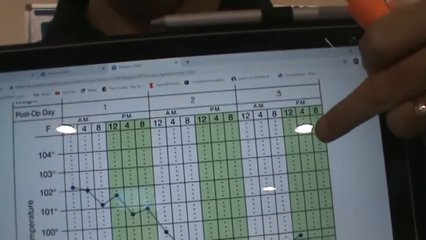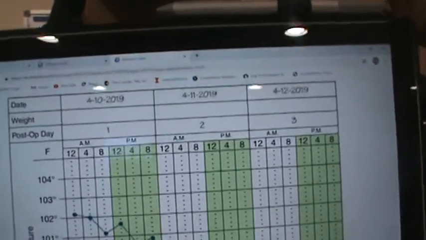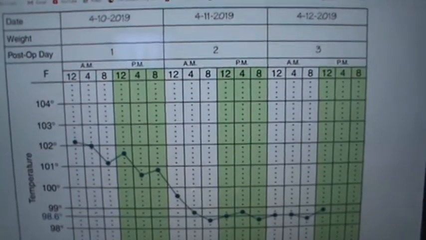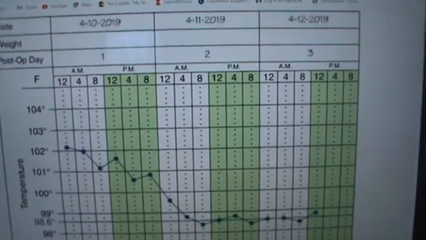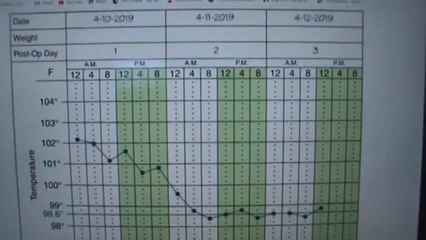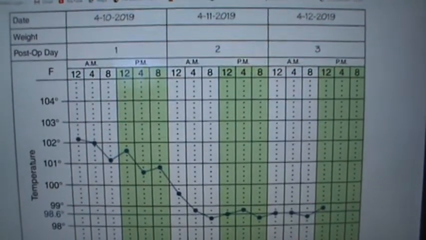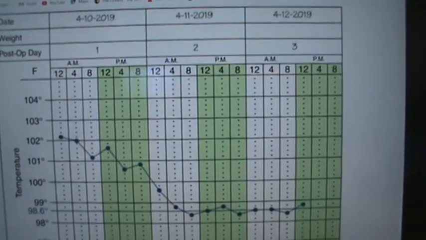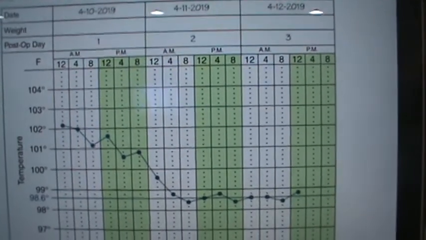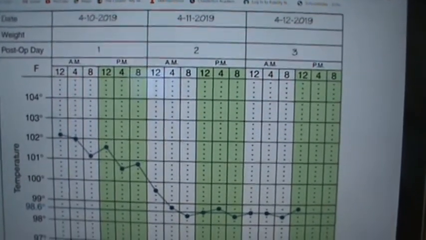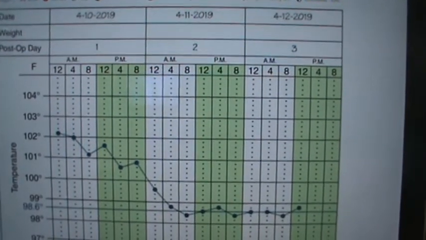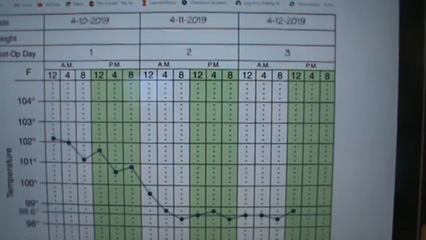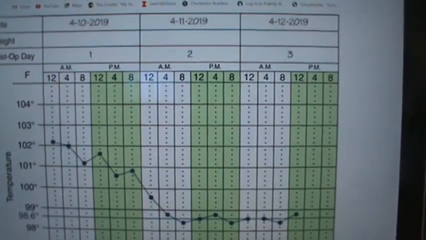Now let me go down a little bit. On the 11th, on 4/11, we notice that's the first time, at 4 a.m., that the body temperature was within 0.2 degrees Fahrenheit of normal body temperature. And then you notice that it stays stable from that point forward. So what time period did it stay within 0.2 degrees? Well, from 4 a.m. on the 11th through noon on the 12th.